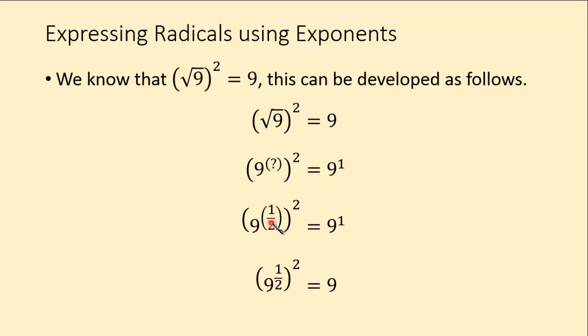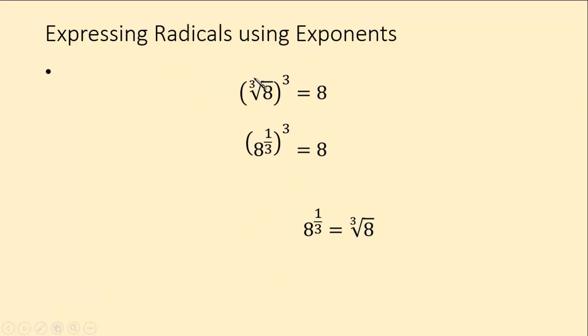Obviously, that has to be 1/2. 9 to the 1/2 power squared gives us 9. We then have to accept that the square root of 9 is identical to 9 to the 1/2 power. In general, we can assert that a raised to the 1 over n power, where n is some integer, is equal to the nth root of a.